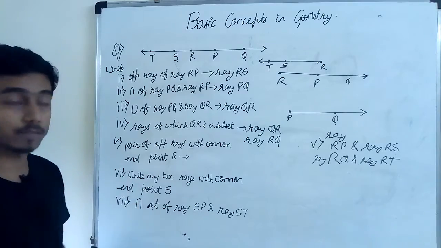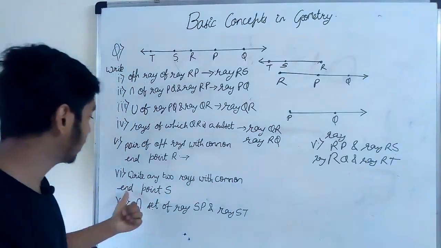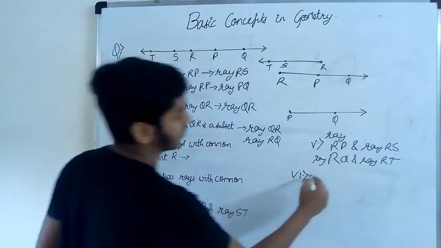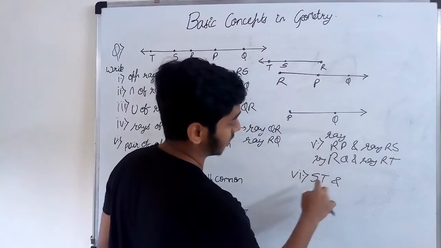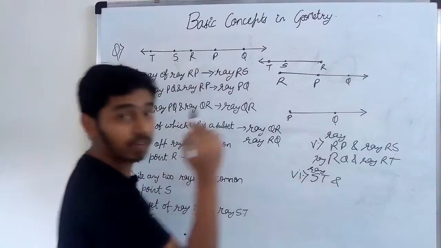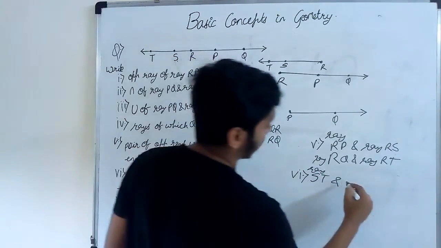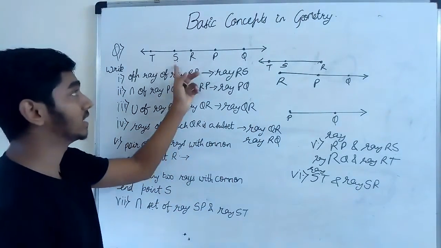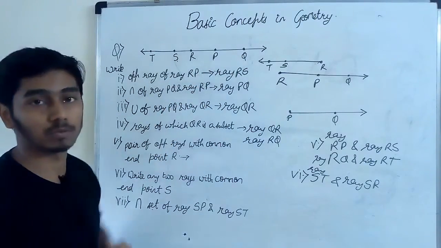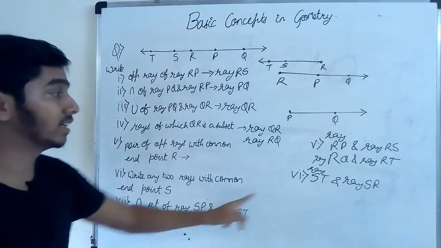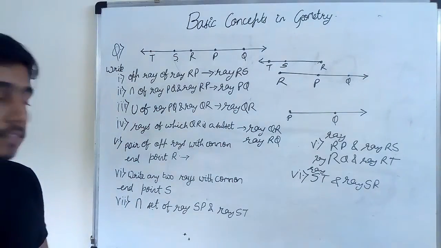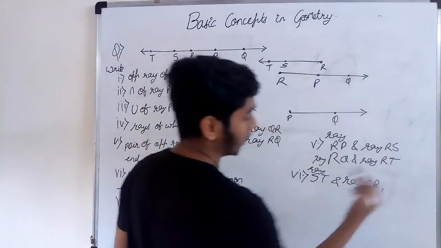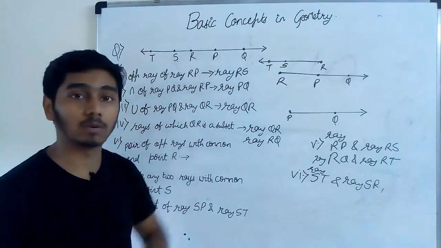Okay. The next one says write any two rays with common endpoint S. So with common endpoint S, this will be ray ST, and we can say ray SR. Any two you can write, these two, or we can say ray SP and SQ also. Because the endpoint is the same, S. Therefore, this is what it is. We can write more of them, which is SP and SQ also.